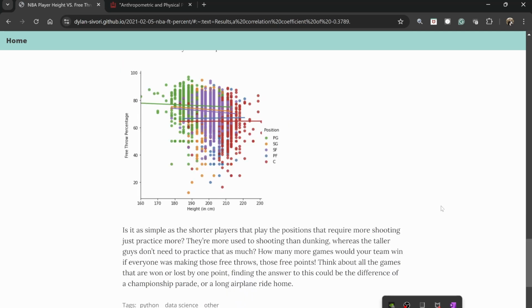But currently there is a debate going on regarding whether or not the relationship is actually causal. In the same blog post, the author suggests that it may actually have to do more with the player's position rather than the height itself.